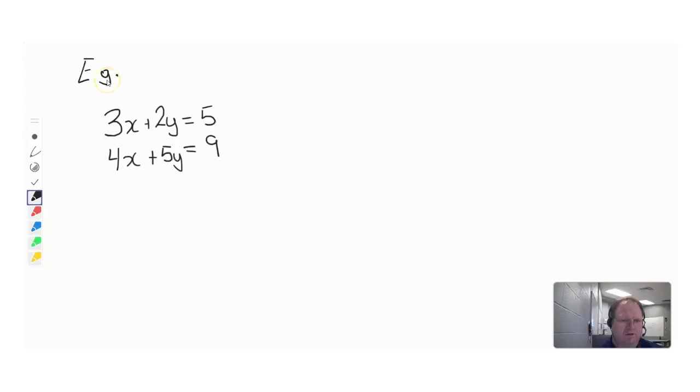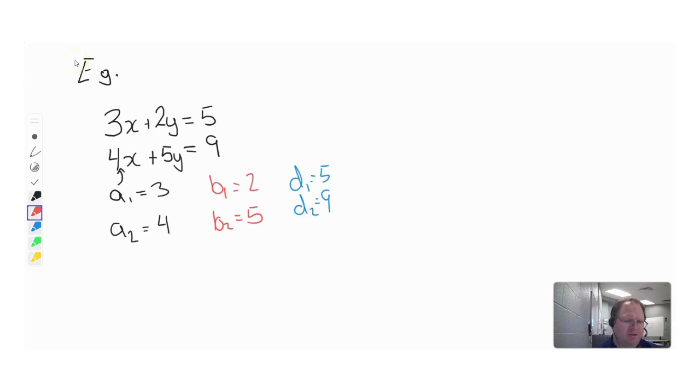Today we're going to talk about basic spreadsheets and Cramer's rule. So let's get started. If I'm looking at these two equations with two unknowns, I can solve that by Cramer's rule. So A1 is 3, A2 is 4. The A's are the numbers that are attached to the X's. Similarly, B1 is 2, B2 is 5, and D1 is 5, and D2 is 9.